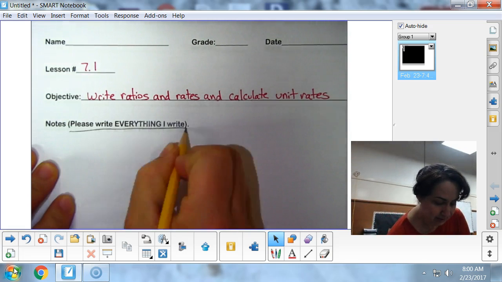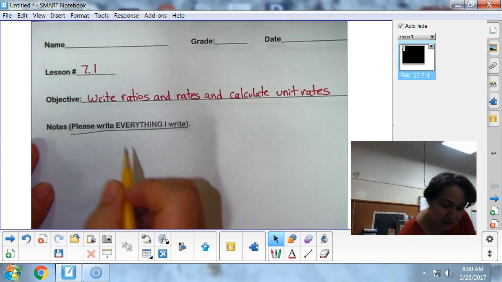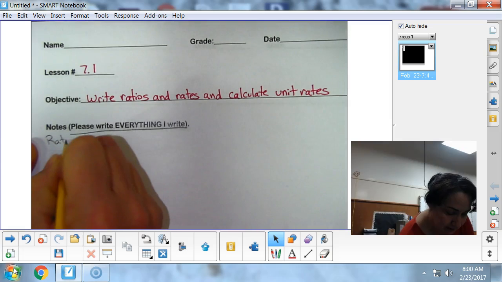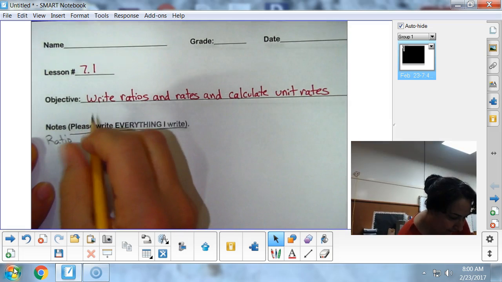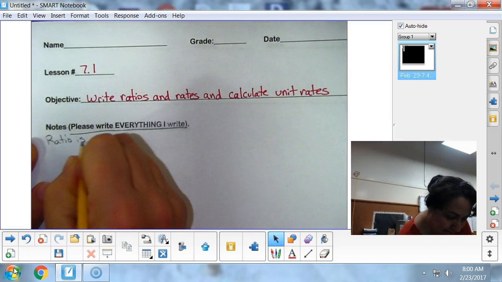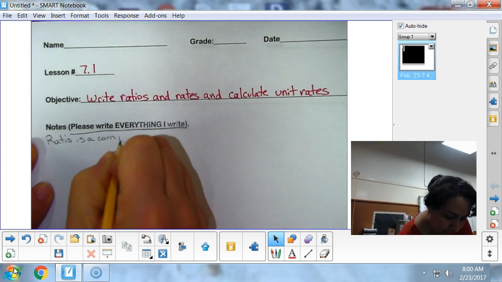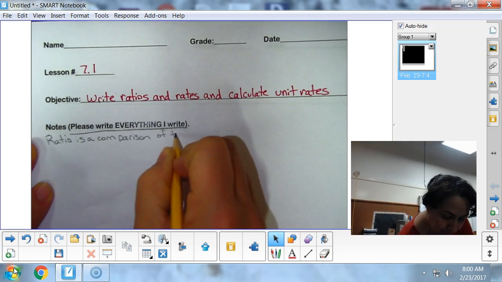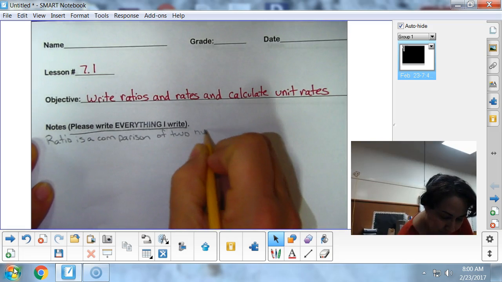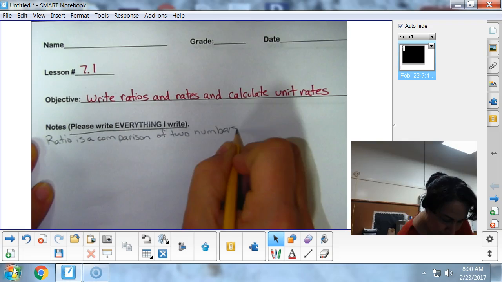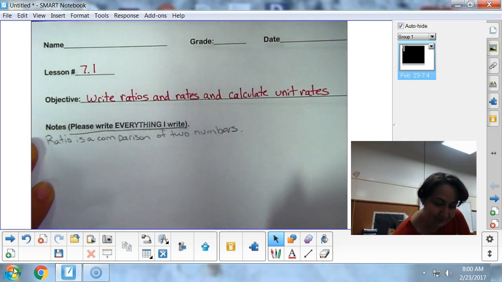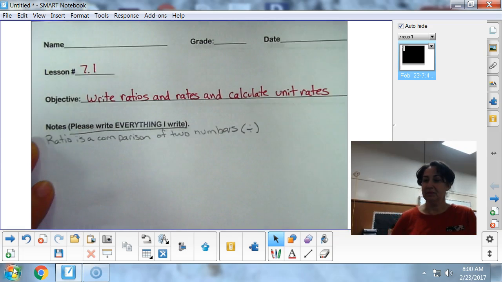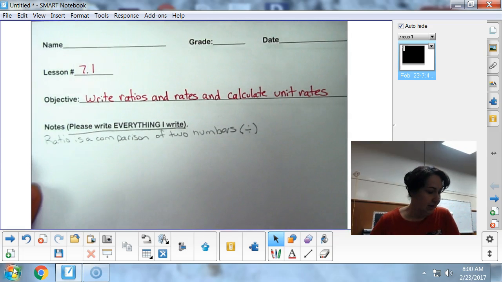Okay, that's always. And a ratio, we're going to write ratios today, so we need to know what a ratio is. So a ratio is a comparison of two numbers. And I'm going to put a division sign right there because we compare these numbers by dividing.